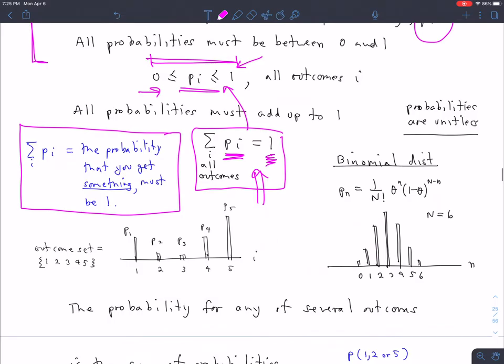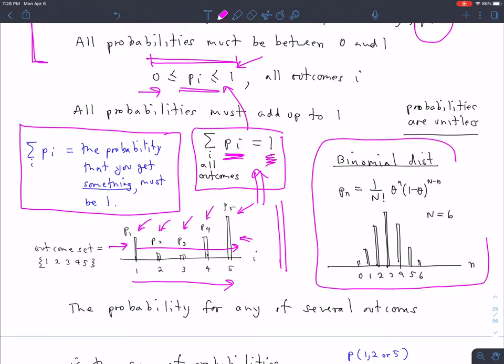All right, here's what probability distributions look like. Here's a sort of generic case. My outcome set only has 5 elements in this case: 1, 2, 3, 4, 5. There's a probability associated with each one of them. All those probabilities are positive and less than 1. And if I actually assigned numbers to these and added up all these columns, I would get a total of 1. Here's a case that we've seen before, the binomial distribution.